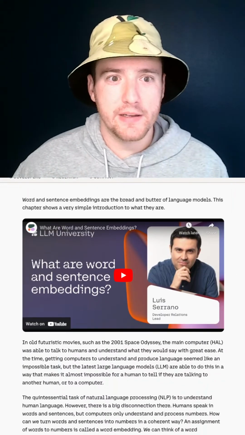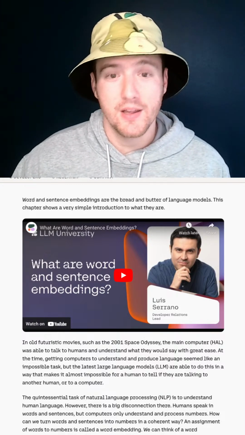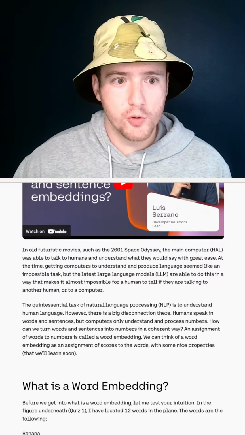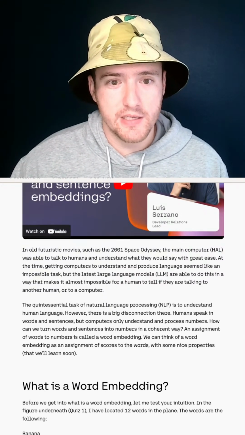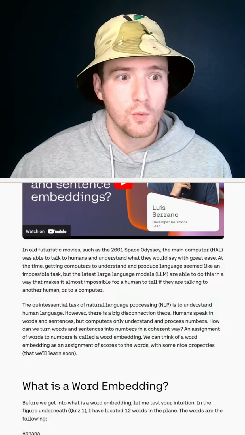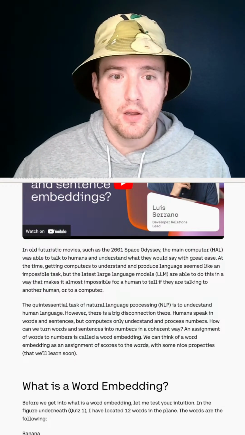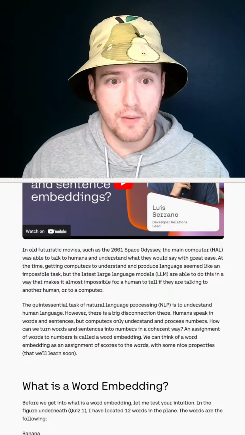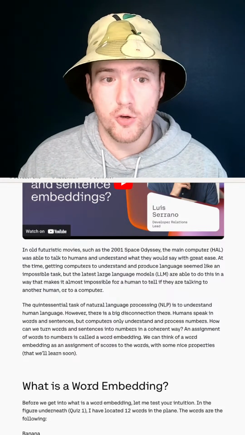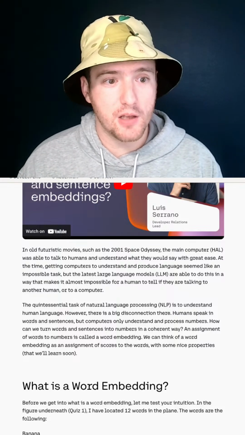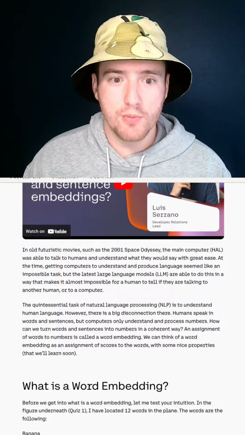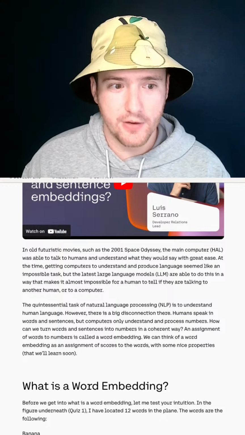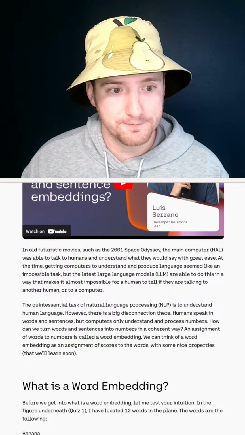Word and sentence embeddings are the bread and butter of language models. This chapter shows a very simple introduction to what they are. In old futuristic movies such as 2001: A Space Odyssey, the main computer, HAL, was able to talk to humans and understand what they would say with great ease. At the time, getting computers to understand and produce language seemed like an impossible task. But the latest large language models are able to do this in a way that makes it almost impossible for a human to tell if they are talking to another human or to a computer.